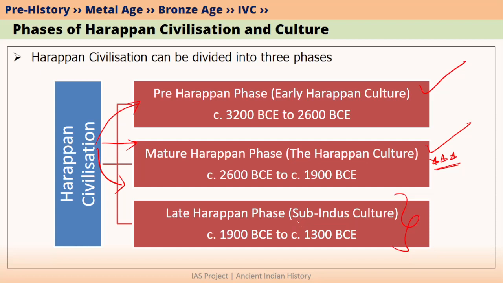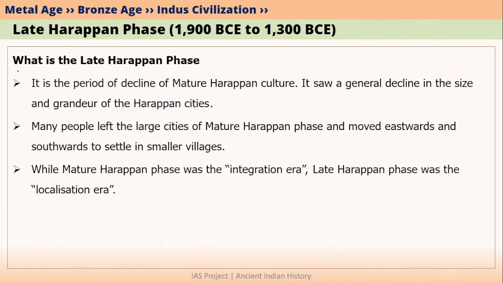Late Harappan phase is also called as sub-Indus culture. If we talk about the timeline of late Harappan phase, it started somewhere around 1900 BCE and it ended around 1300 BCE. So what exactly is late Harappan phase? Late Harappan phase simply means that the mature Harappan phase has declined. So therefore, the period of this decline is simply called as late Harappan phase.